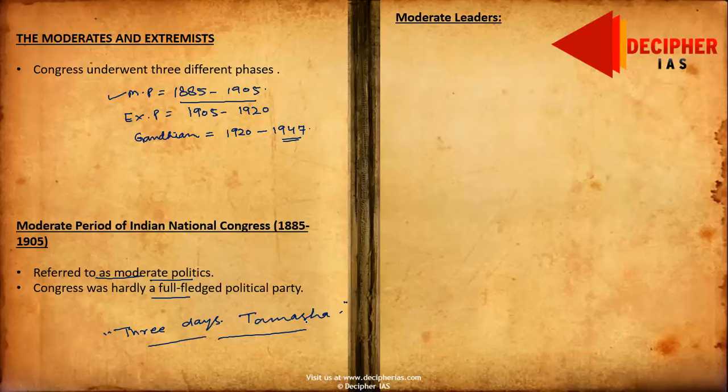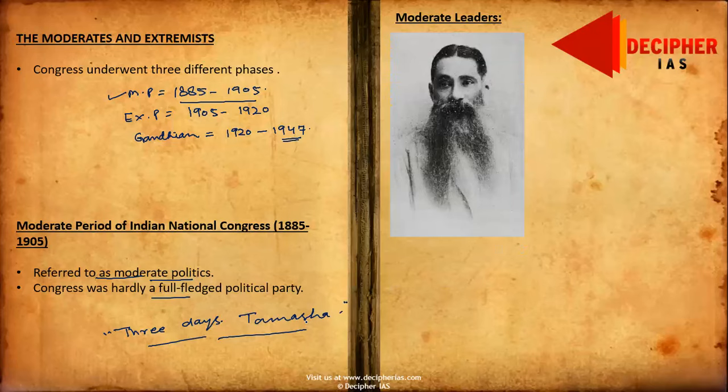So we're talking about the moderate leaders. The leading figures during the first phase of the national movement were A.O. Hume, W.C. Banerjee, Surendranath Banerjee, Justice Ranade, Badruddin Tayyabji, Pandit Madan Mohan Malviya, Pherozshah Mehta for that matter. We'll study a little about these leaders because, as I told you, the UPSC syllabus has been changed and they are asking about it. First of all, we'll talk about W.C. Banerjee. W.C. Banerjee was the first president of the Indian National Congress.